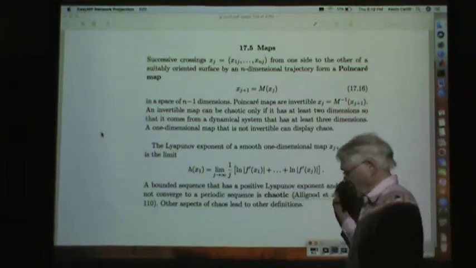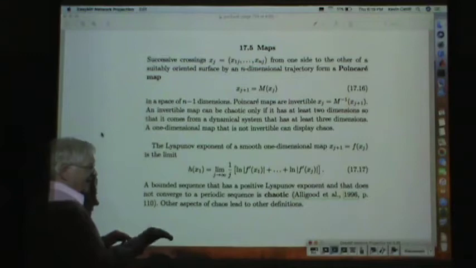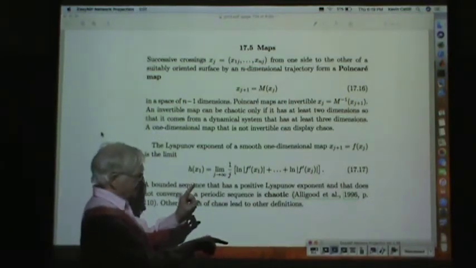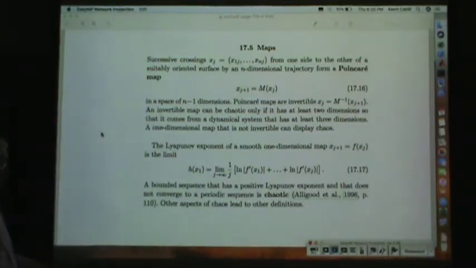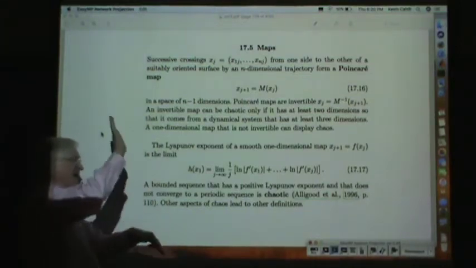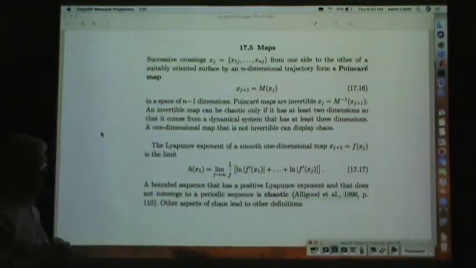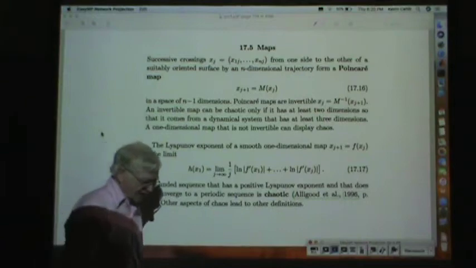So notice what's going on here. You've got a bounded sequence, and yet the sequences are diverging from each other exponentially, which is what a positive Lyapunov exponent means. And, well, one possibility is they could be periodic, but if they're not periodic, then they're automatically chaotic.